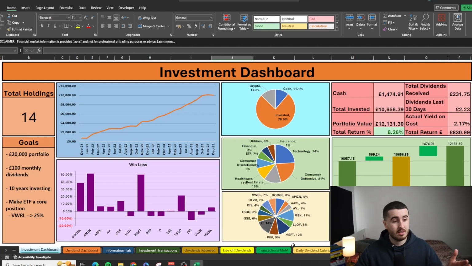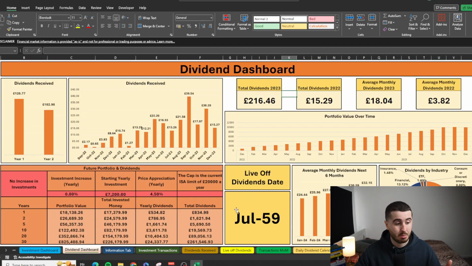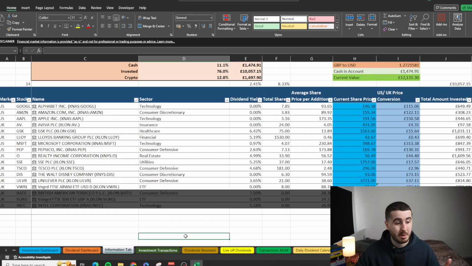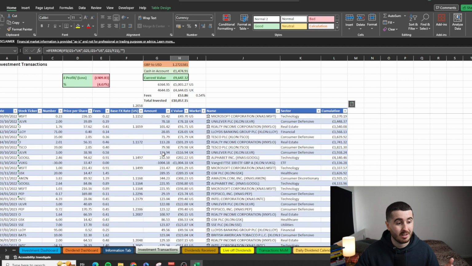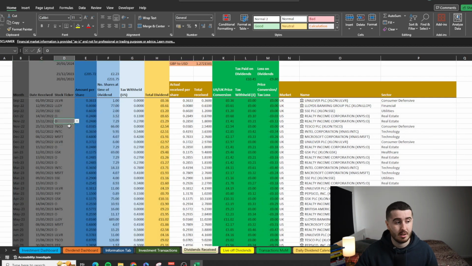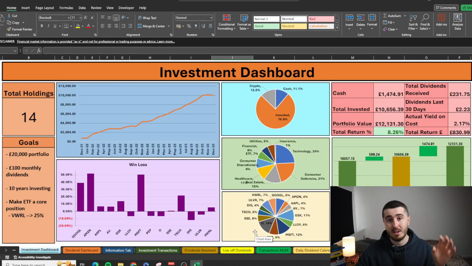But here we are. This is the investment dashboard. This is the dividend dashboard. And then there's the back end, like the information tab. And then we have where you put your transactions in and then where you put your dividends in. The second part of this video, I show you all of these elements in depth.